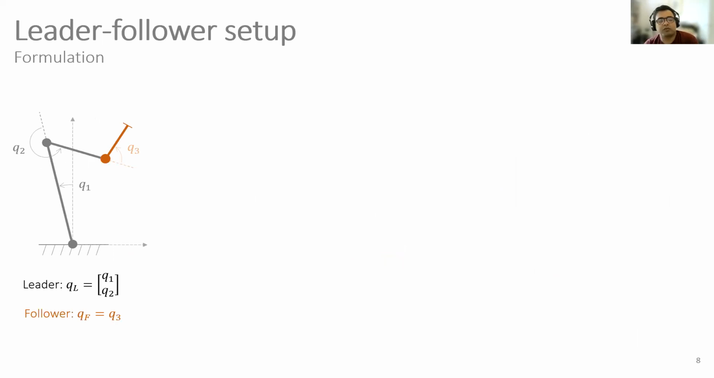So to go back to the problem of the prosthetic device, the control of the prosthetic device, the way that I formulated the problem, I used this leader-follower setup scenario. For example, here we have a three-joint system, and we consider that the task is a planar robot, so the task is two-dimensional. And here I call that the leader is controlling the first two joints and the follower is controlling the third joint.